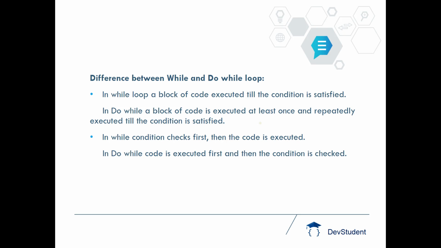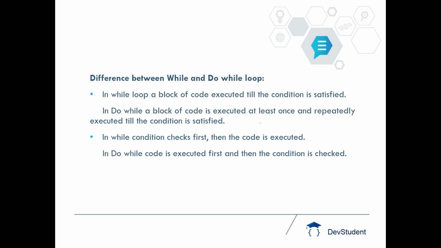So let us check the difference between while and do while loop. In while loop, a block of code is executed till the condition is satisfied. In do while loop, the code is executed at least once and then repeatedly it is executed till the condition is satisfied. That was the difference of execution, because condition is written at the top of the while loop and in do while it is at the end.